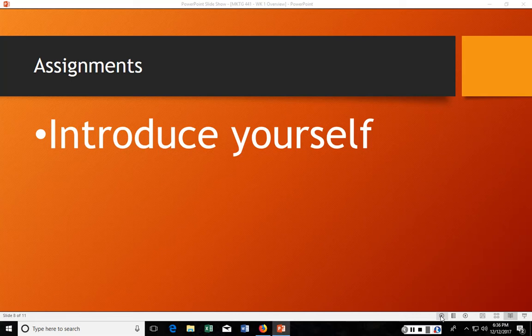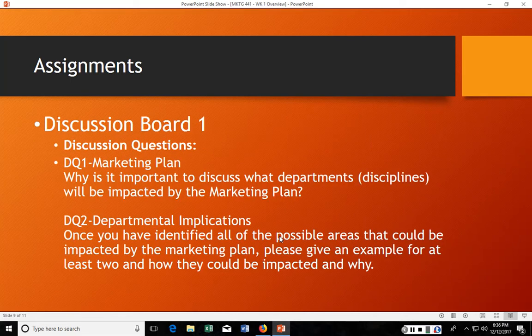And then in the main discussion, there are 2 questions, and you're going to answer one of them. Here are the 2 questions for week 1. One is about the marketing plan, and the other is about departmental implications. You're going to choose one of those and answer it in detail. The instructions give you a minimum word count, and you need to cite at least 2 sources. So this is not something you just dash off at 11:55. You're going to have to put some thought into that. You can answer both, but you don't have to. You just have to answer one.